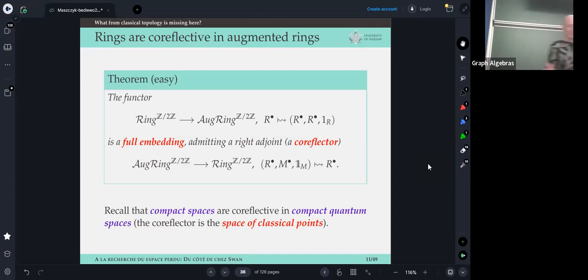You probably know from non-commutative geometry, because compact spaces, regarded as special C-star algebras, form a co-reflective subcategory in compact quantum spaces. And even this right adjoint, the co-reflector functor, can be easily understood. It is the space of classical points, which means the space of characters, the homomorphisms of a given C-star algebra to the field of complex numbers.